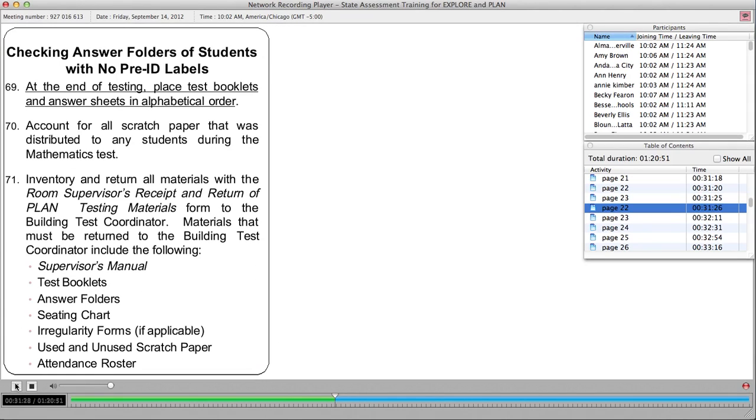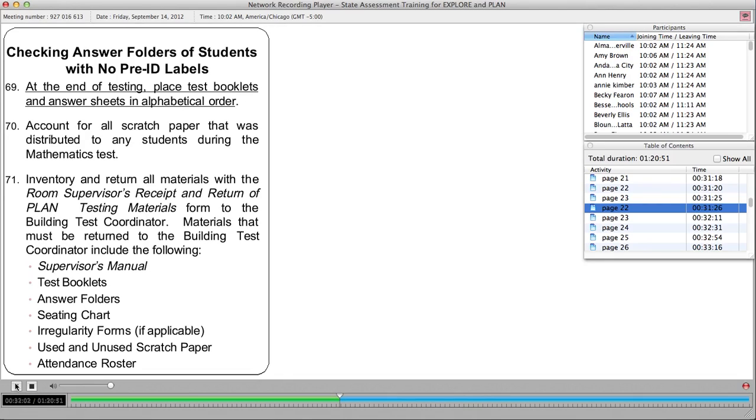Make sure that you place those in an order so that it's easy to distribute those test booklets back to the students. Inventory: again, the room supervisor accounts for all scratch paper that was distributed to any students during the mathematics test, and that scratch paper should be shredded by the building test coordinator. And you will inventory and return all materials. Room supervisors will not retain anything in the room.